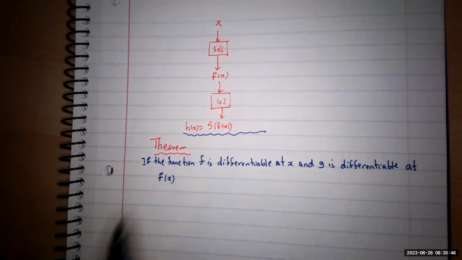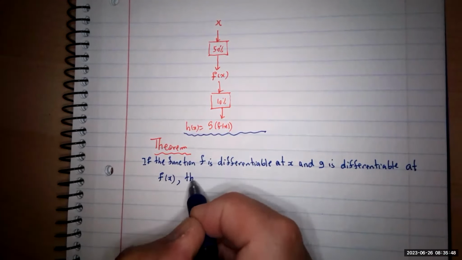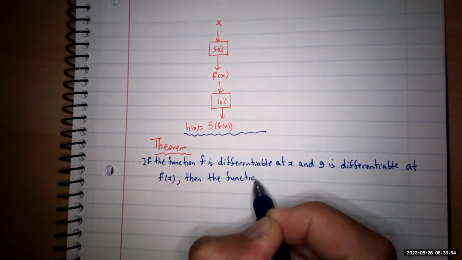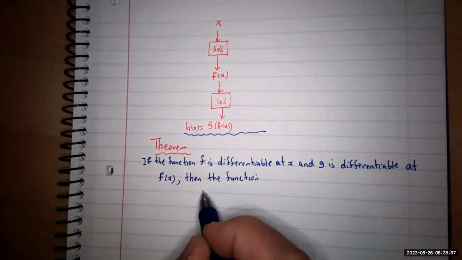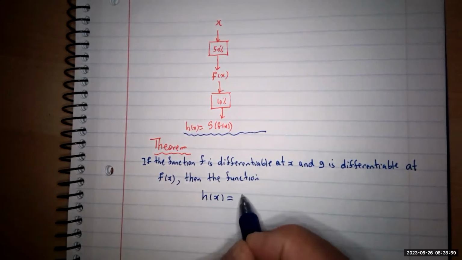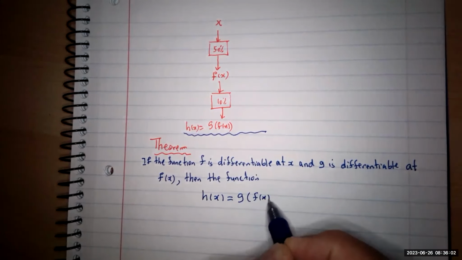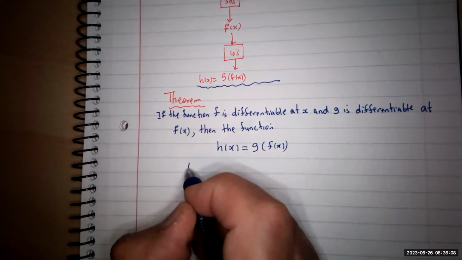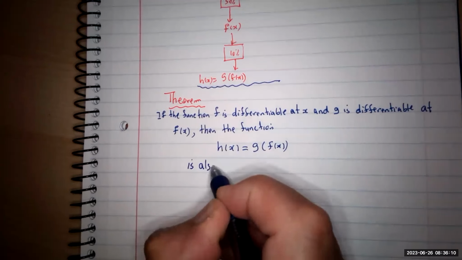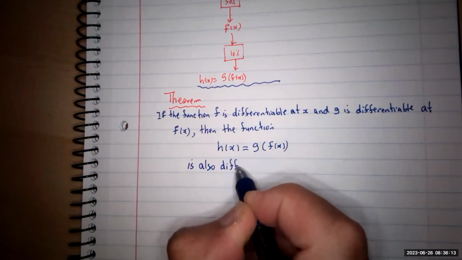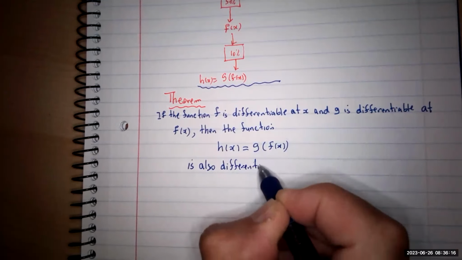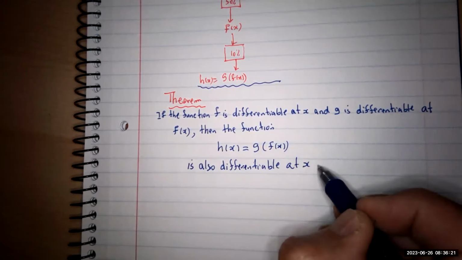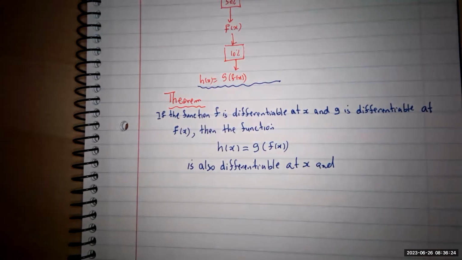Okay, if this is going to be the case, then the composition function, when we compose them together, the function would be h of x, which is going to be the outside g, inside f. This is now going to be differentiable. Of course, it's going to be differentiable at x. And the result is going to be the chain rule formula.